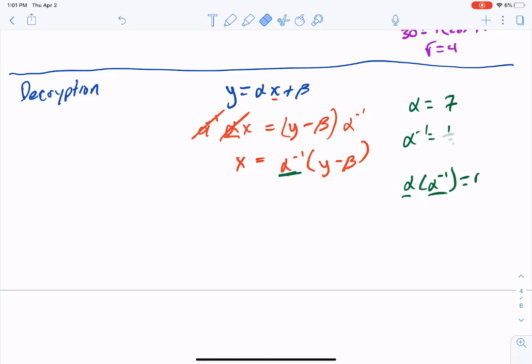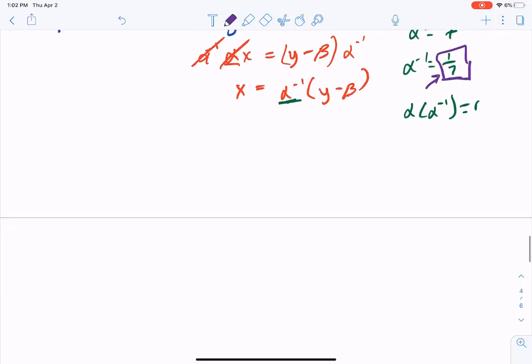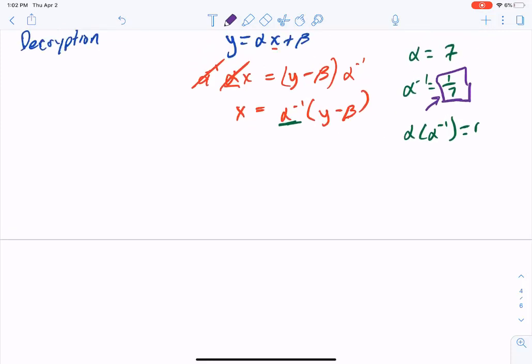The problem with using 1 over 7 is that there is no mod for that. Mod 26. You can't just say a fraction 1 over 7. It's not going to work. So what we're going to have to do is find the inverse mod of 7. And that's the hard part, because you have to use what is called the Euclidean algorithm to do this.